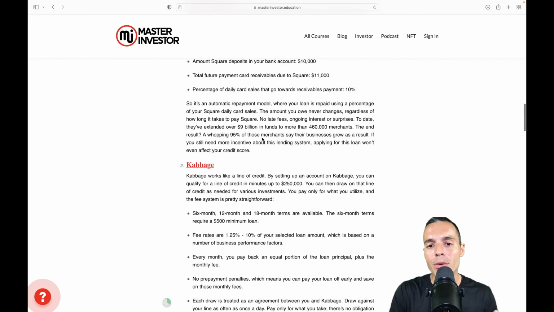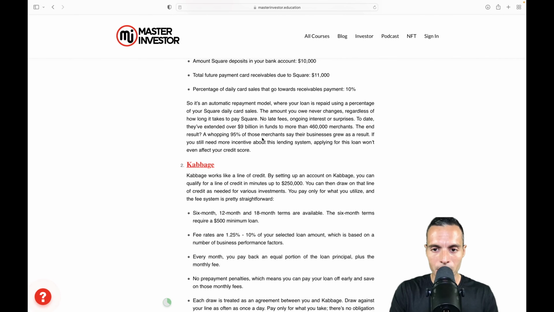So it is an automatic repayment model where your loan is repaid using a percentage of your Square daily card sales. The amount you owe never changes regardless of how long it takes to pay Square. No late fees, ongoing interest, or surprises.